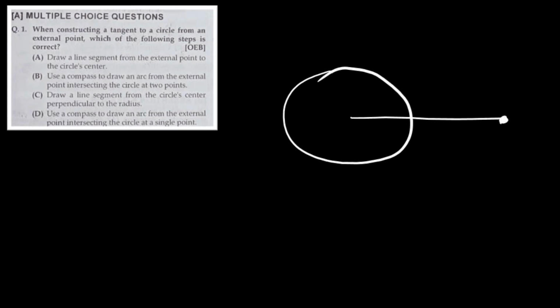So what is the first question? You can answer along with me. While constructing a tangent to a circle from an external point, which of the following steps is correct? Yes, so which option will be correct? While constructing a tangent to a circle from an external point. Construction of a tangent from an external point we have done. Suppose from this point if we have to construct a tangent like this it will come. So which option is correct?